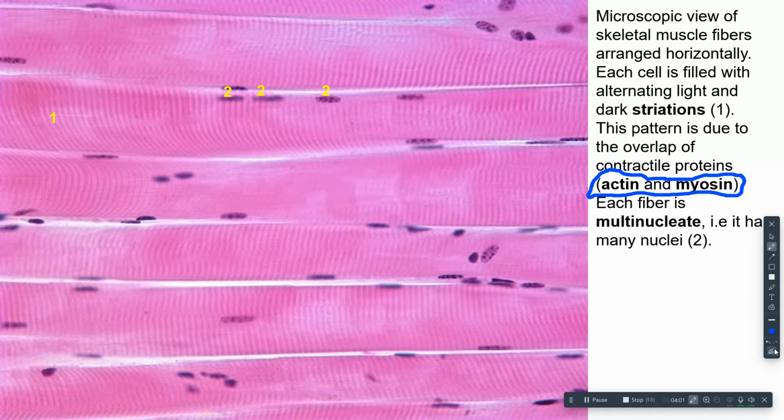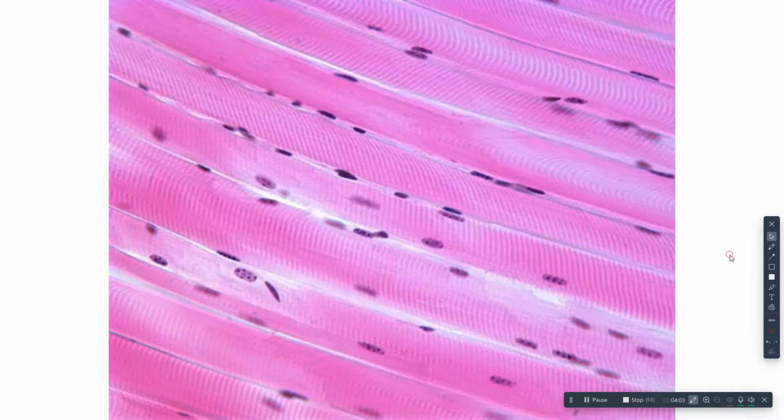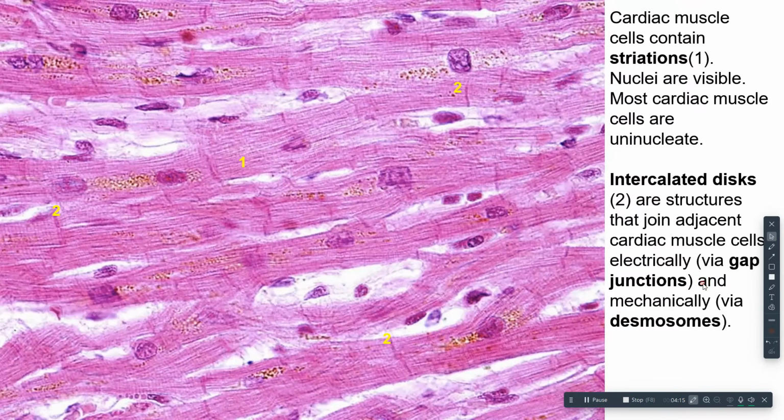All right, let's take a look at another one here. So tell me how many fibers you see here. Make sure you see striations. Make sure you see the multiple nuclei per fiber. And with that, let's jump into the histology of cardiac muscle.